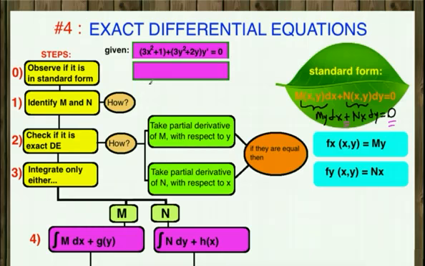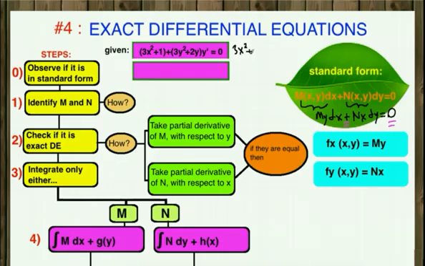Given (3x² + 1) + (3y² + 2y)y' = 0. Steps. Let's observe if it is in standard form. We see that this is not in standard form because it does not look like that. So let's put this in standard form. Let's rewrite everything and convert y' into dy/dx.